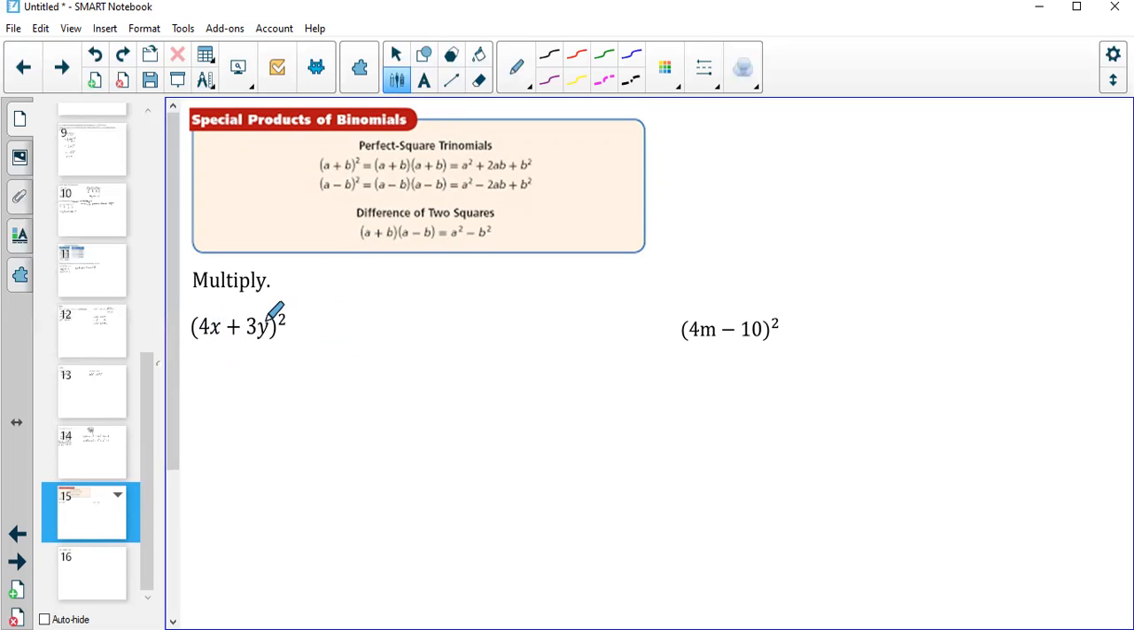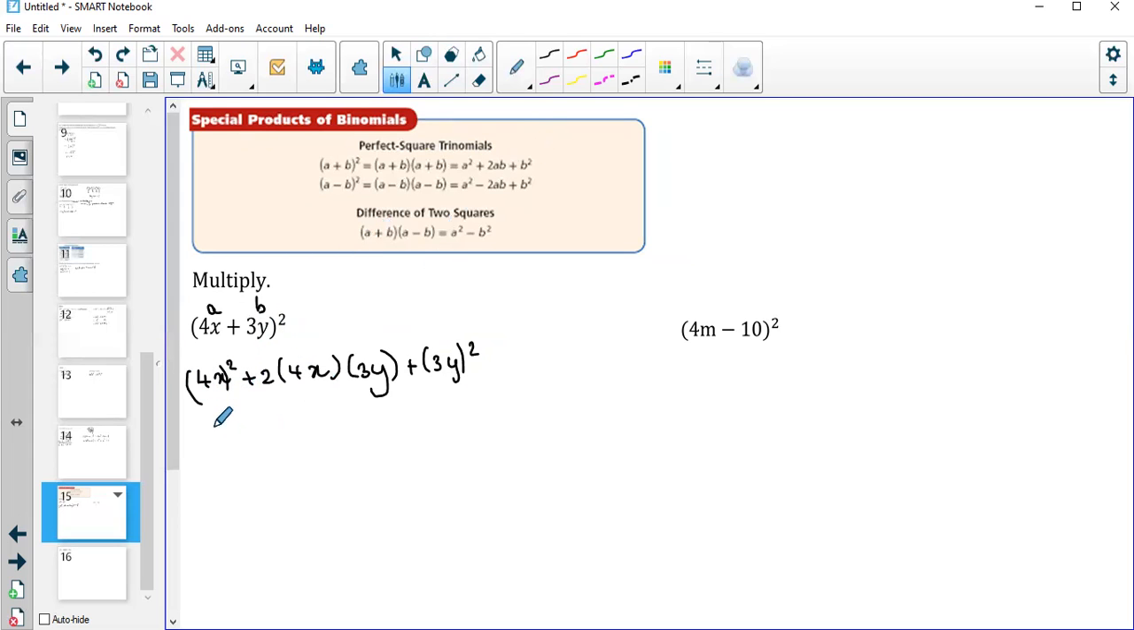So this is in the form a plus b whole square. Let me name this as a and this as b. Sometimes they do use x plus y the whole square also, but for you it's a plus b the whole square. So what's the form we have to use? A square, which means 4x square, plus 2ab, which means 4x multiplied by 3y, plus b square. So b square here is 3y the whole square. That's because it's in the formula.